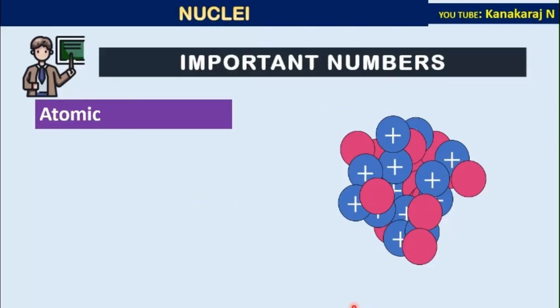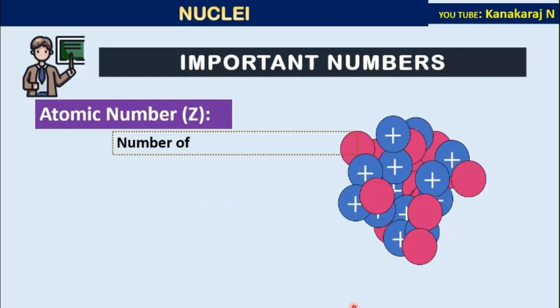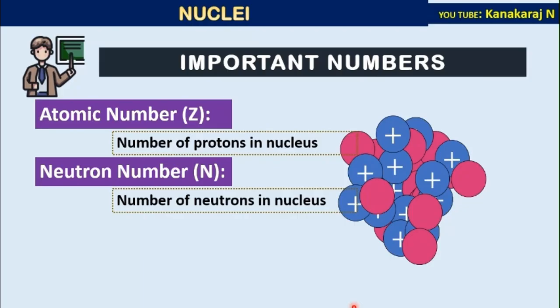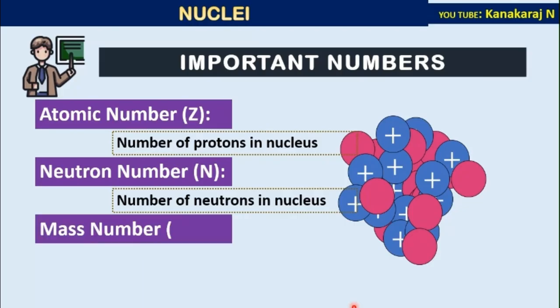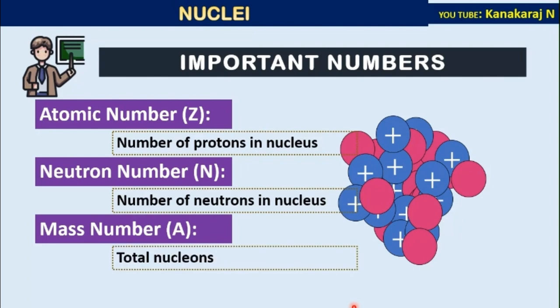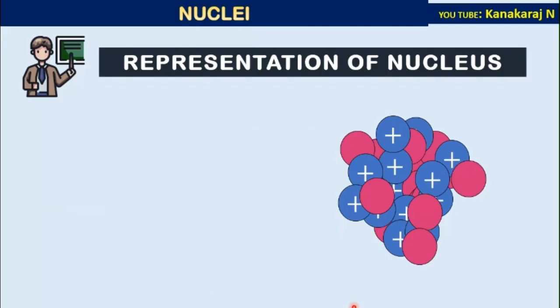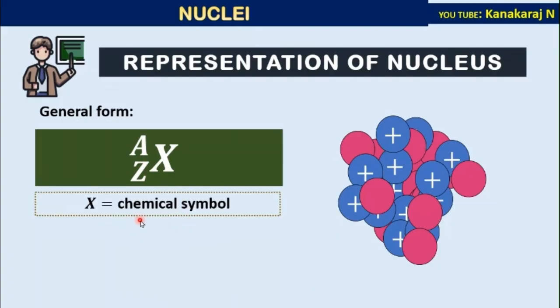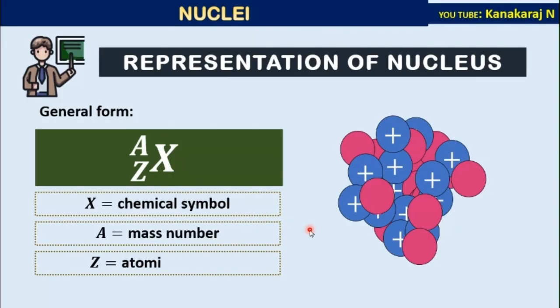Important numbers. Atomic number Z gives you the number of protons in nucleus. Neutron number N gives you the number of neutrons in nucleus. Mass number A gives you total number of nucleons. A equals Z plus N. Representation of nucleus. General form is zXA, where X is the chemical symbol of the element, A is the mass number, and Z is the atomic number.